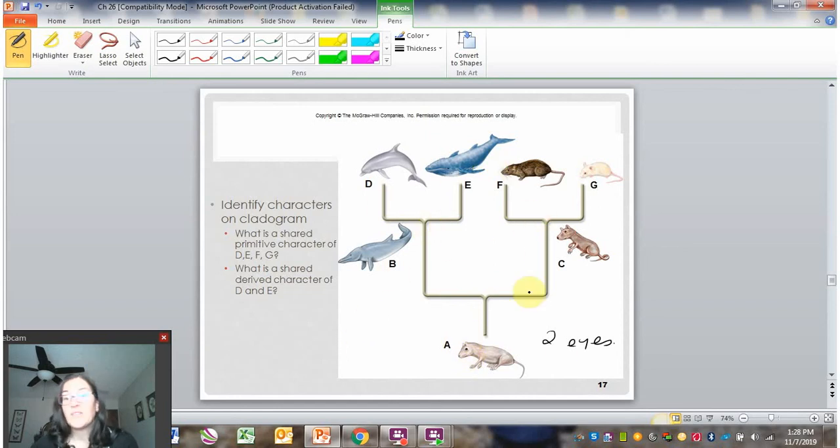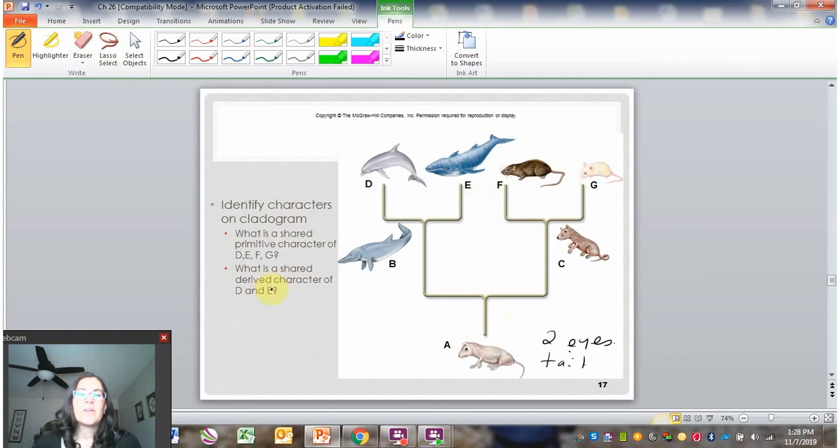We could also say tail. That's another one. So it has a tail, and then that is passed on to everybody else. Okay, so again, that would be another primitive or ancestral character.